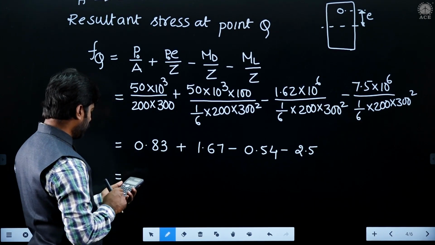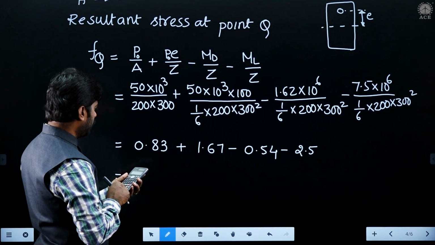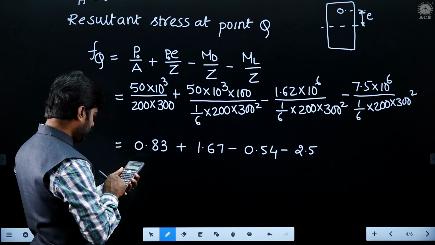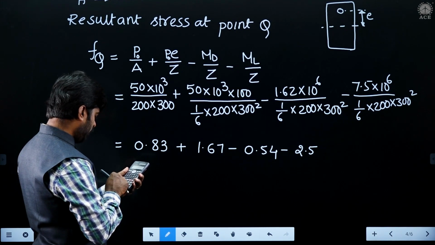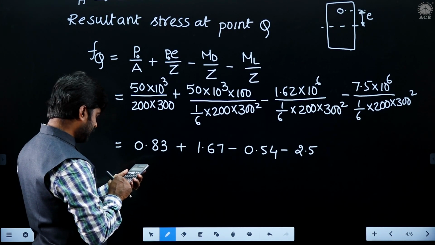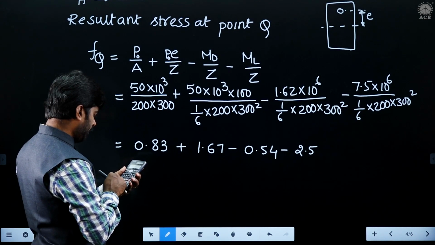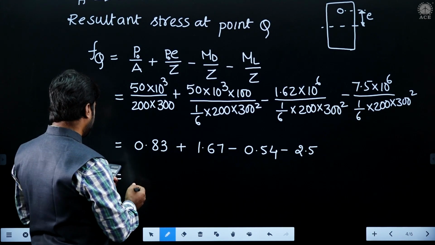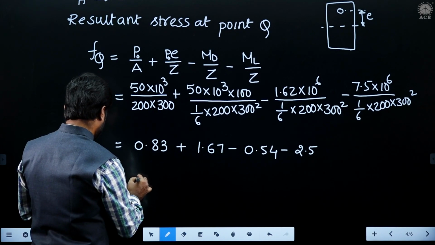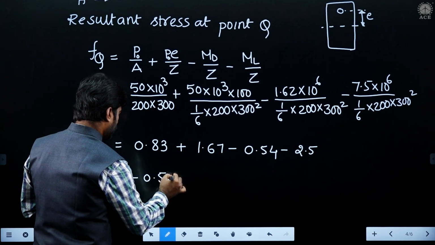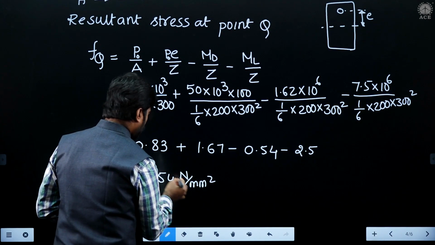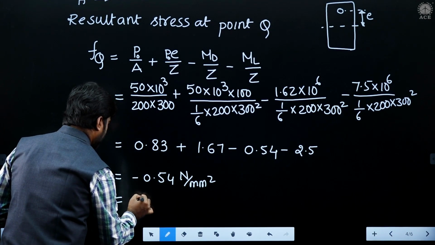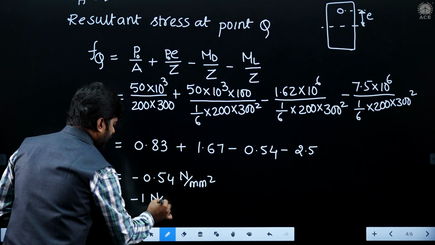Resultant stress we want. It is 0.83 plus 1.67 minus 0.54 minus 2.5. So, we are going to get minus 0.54 Newton per mm square. They are asking integer. So, round figure you can take it as minus 1 Newton per mm square.